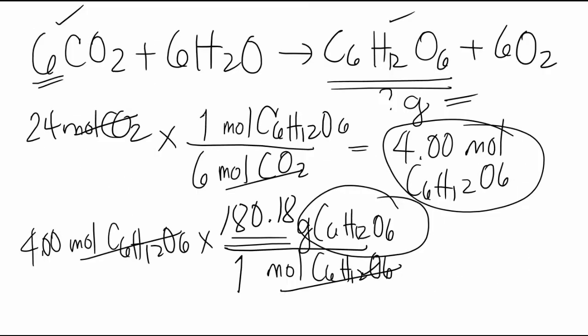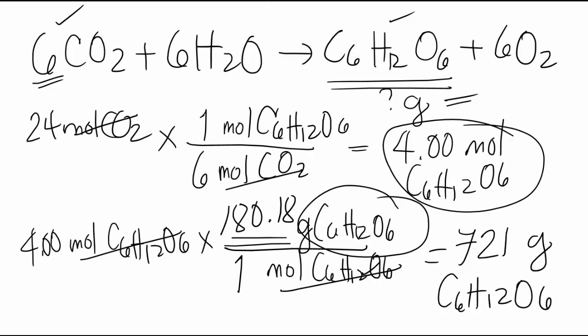So, balik tayo sa ating conversion ng mole to mass. We have 4 moles of C6H12O6 times 180.18 grams of C6H12O6 over 1 mole of C6H12O6. So, doing the math, we will arrive at the answer 721 grams of C6H12O6. Okay?